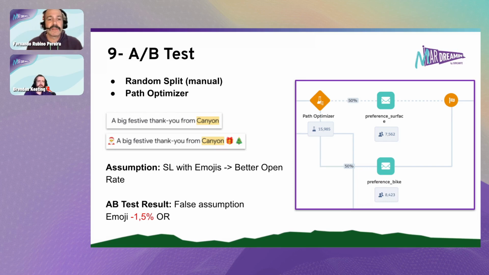Here I brought one of our examples. We also like to test a lot of subject lines, and this was very nice because we had this assumption that subject lines with emojis would have a better open rate, but this was a very false assumption. After our A/B test, we had minus 1.5% open rate against the normal subject line without emojis. So at the end, we decided, okay, we won't do any more with emojis because for our audience, this does not really work anymore.